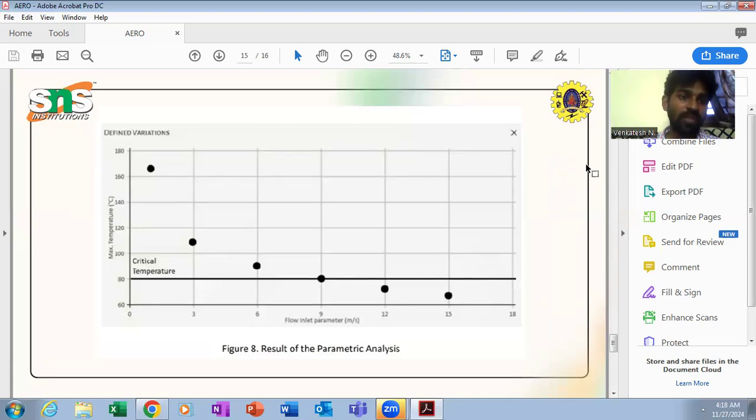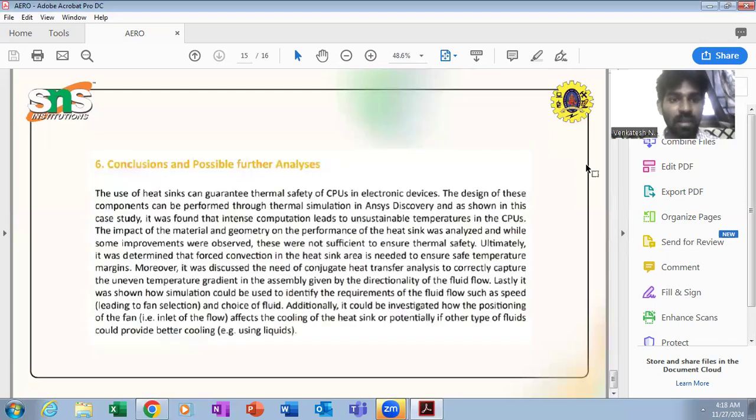And in this graph, we explain the variation of the maximum temperature with the flow inlet parameter. So here the critical temperature is located where the temperature ranges between 80 to 100 degrees Celsius. And in conclusion, we can investigate how the positioning of the fan affects the cooling of the heat sink and potentially if other types of fluids could provide better cooling.